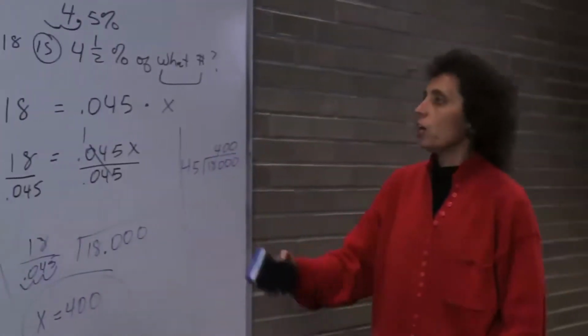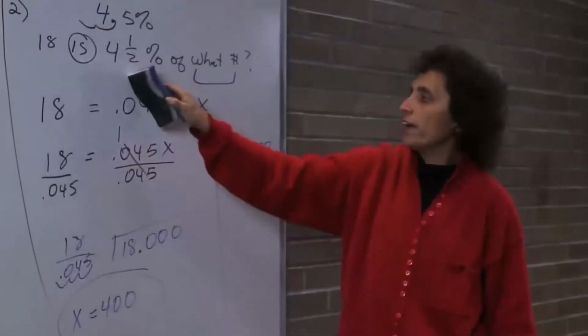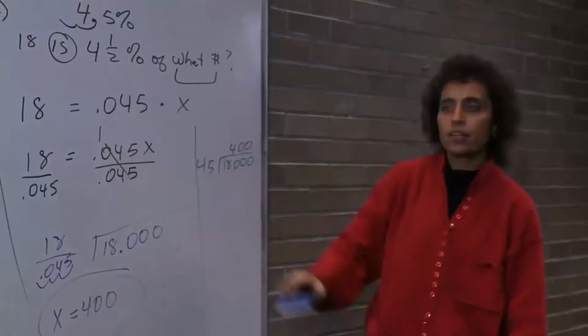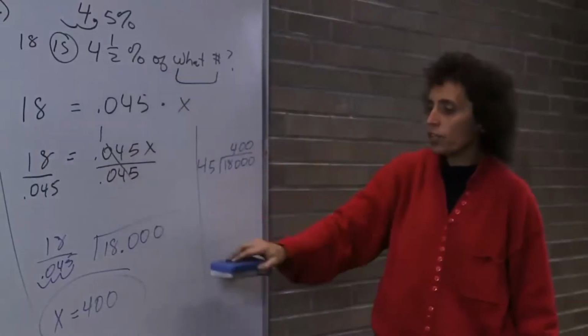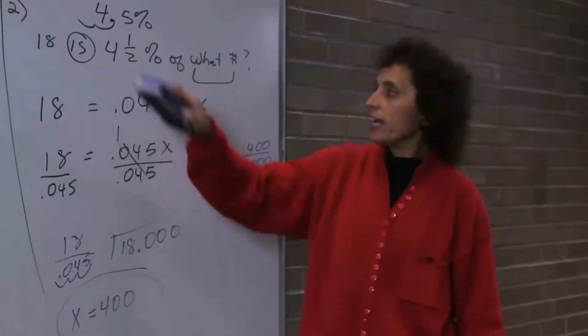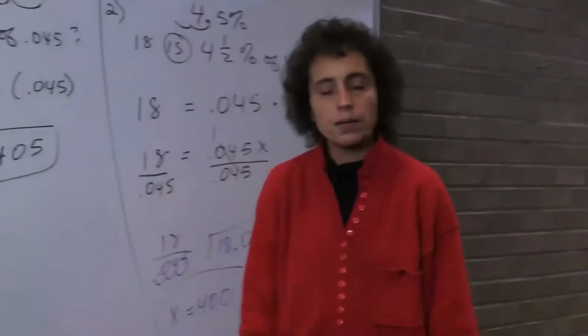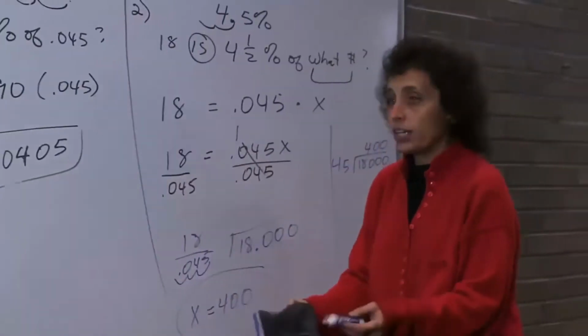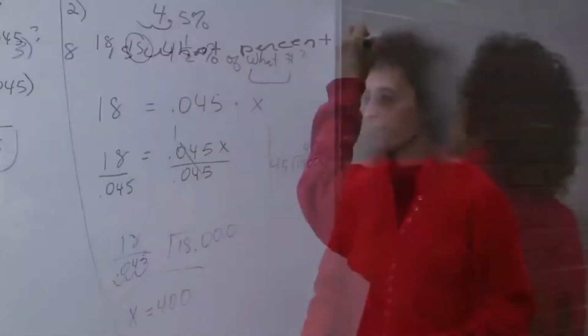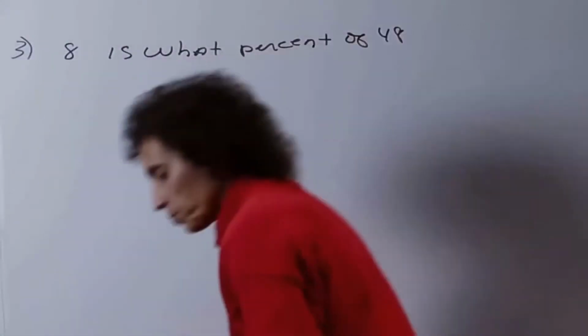Done deal. So 18 is 4.5% of 400. So 4.5% of 400 is 18. So if I take this times 400, I will get this. Okay? So that's how it works. That's it. We have one more to do. You ready? Here we go.